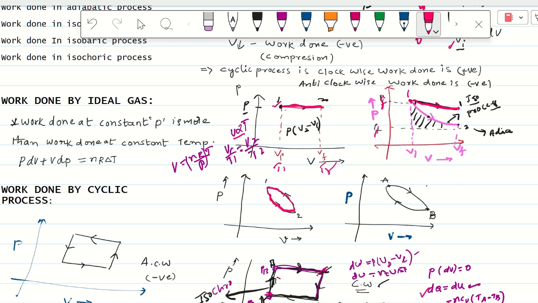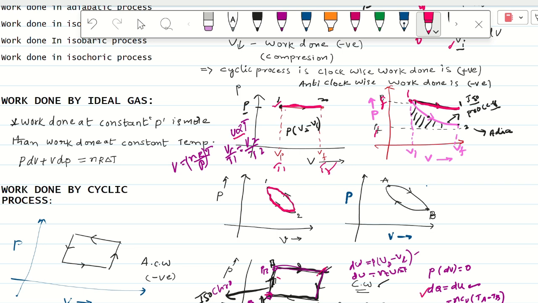You see, this is the process. We don't know what this process is. It is not isobaric, very clear, because the pressure is changing. It is not isochoric either, because the volume is also not constant, it is changing. So it may be adiabatic or isothermal. How will we find out whether it is adiabatic or isothermal?